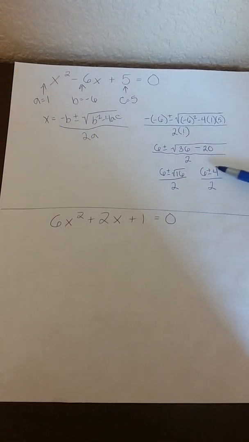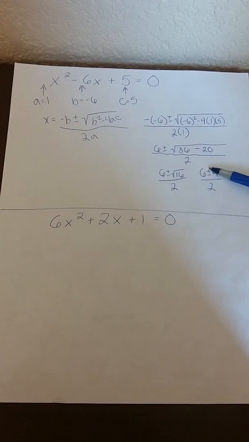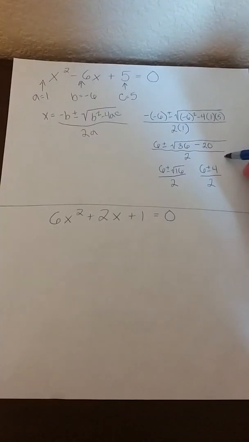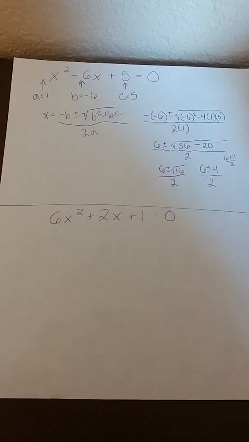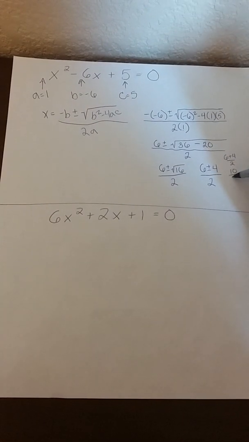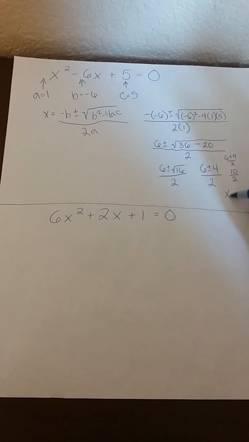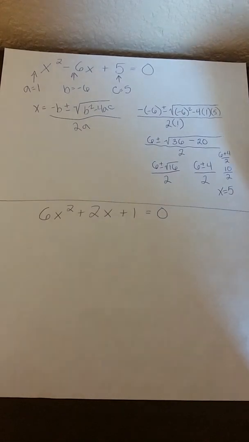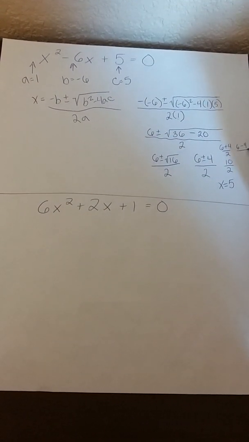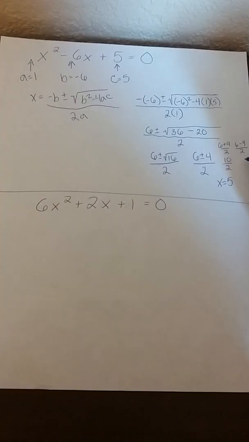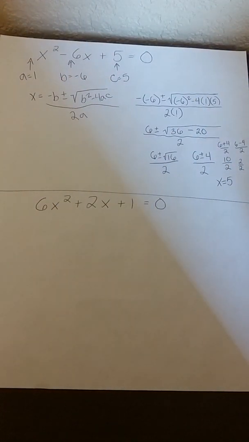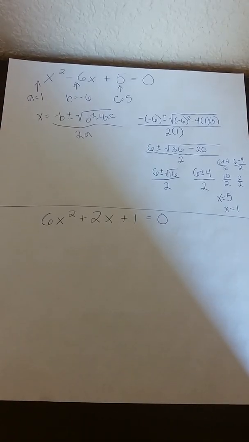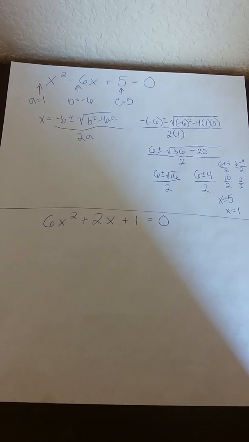Plus or minus means I need to do both of these things. I need to do 6 plus 4 divided by 2 and 6 minus 4 divided by 2. So I have 6 plus 4 divided by 2. 6 plus 4 is 10, so that's 10 divided by 2. So one of my answers is x equals 5. For the other answer, I'm going to do the minus. So I have 6 minus 4 divided by 2. 6 minus 4 is 2. So 2 divided by 2. So my other answer is x equals 1. So the two values of x that work in this equation are 5 and 1.